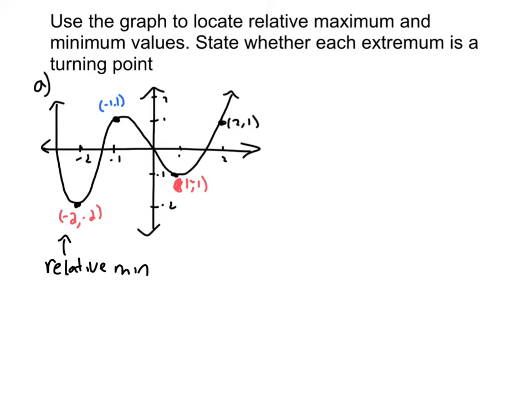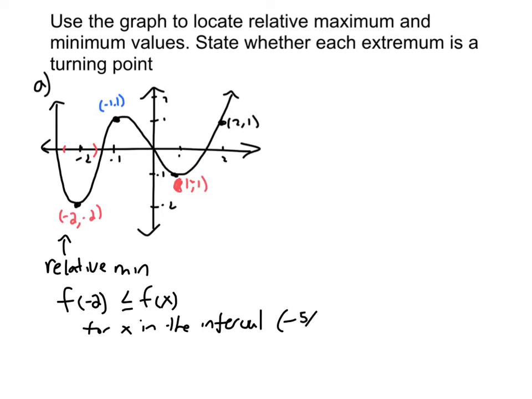relative min, and the reason is that you would say, okay, well, f of -2, where x equals -2, is less than all f of x for x in a certain neighborhood. So for x in the interval right around -2, that could be from here to there, which would be maybe -2.5, which is -5/2, and then -1.5, which is -3/2. Inside that interval, this point, -2, is the lowest value.